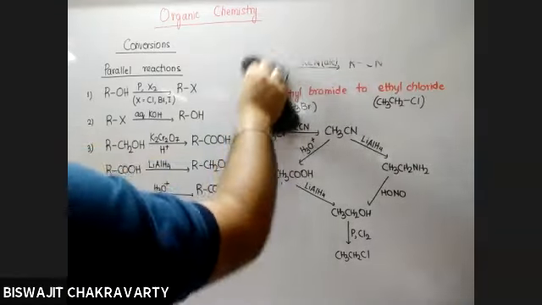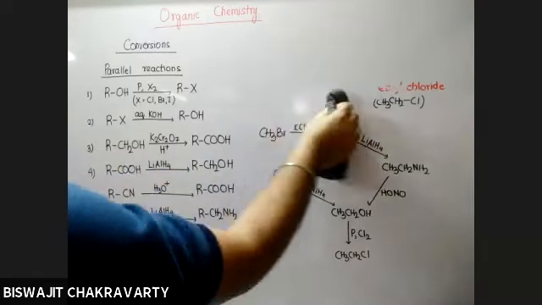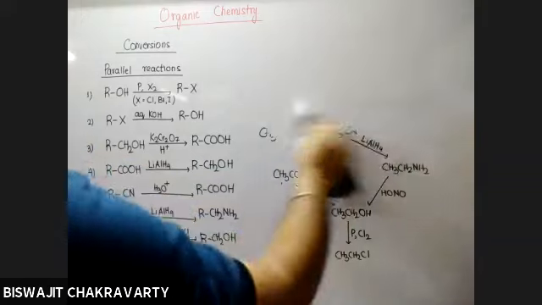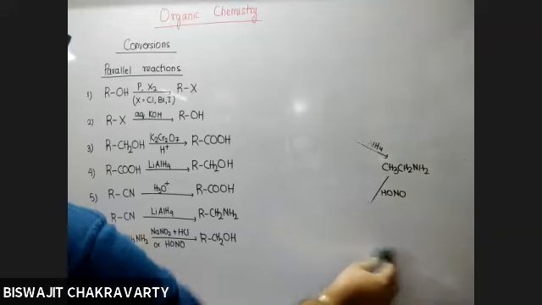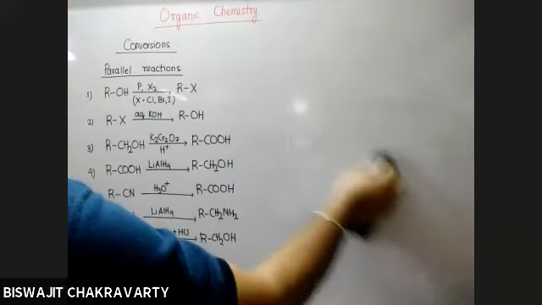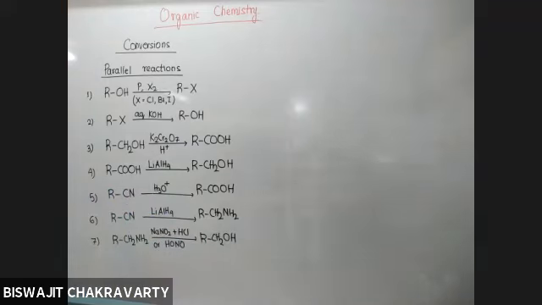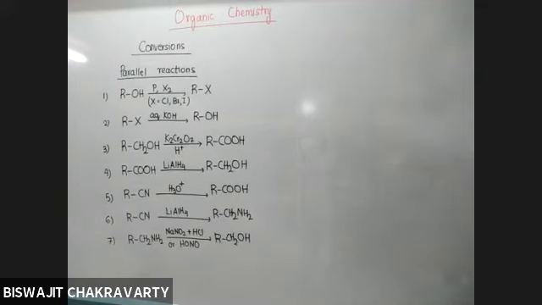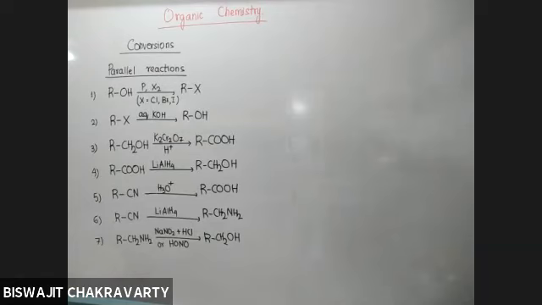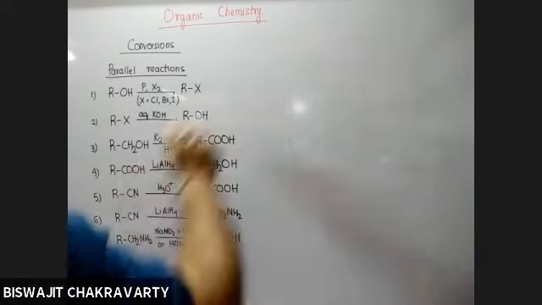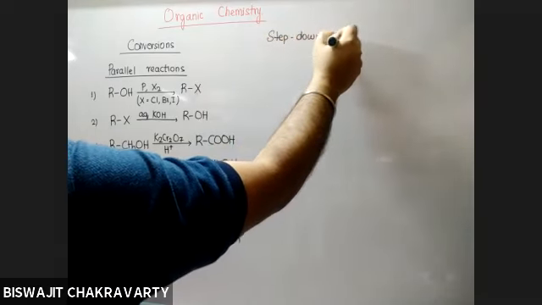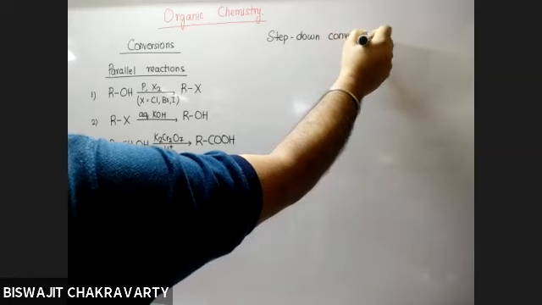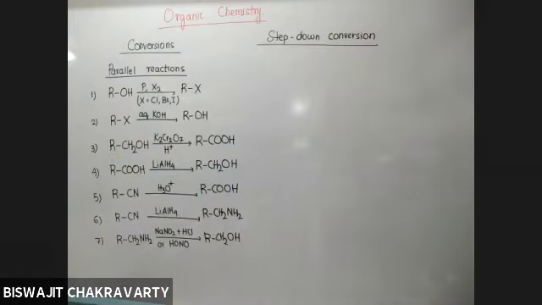Now we go to step down conversion, where we need to decrease the number of carbon atoms. In step down, again, parallel reactions will be common. There will be no change in the parallel reactions. But what will change is the key step where we need to decrease the number of carbon atoms.